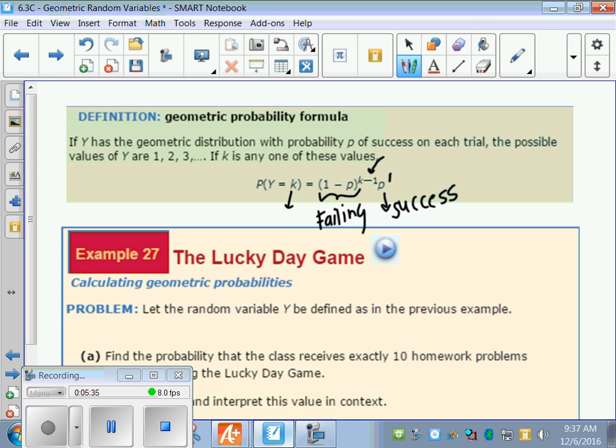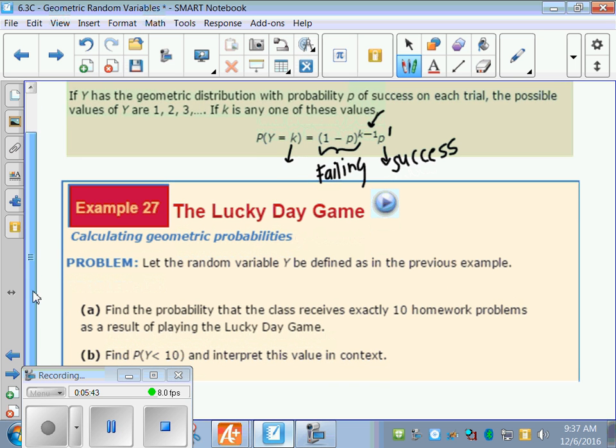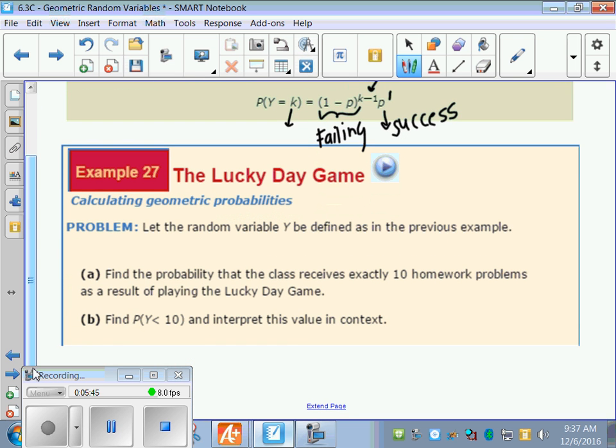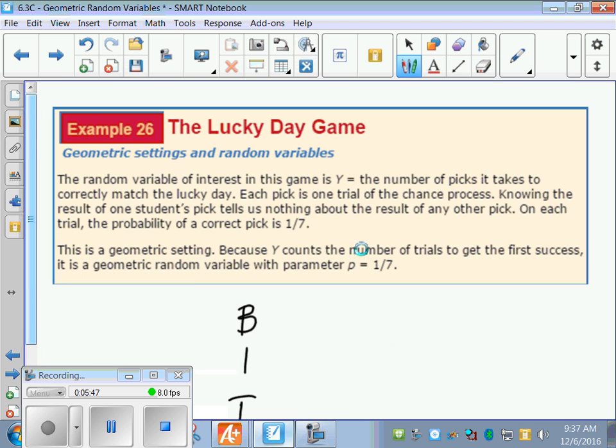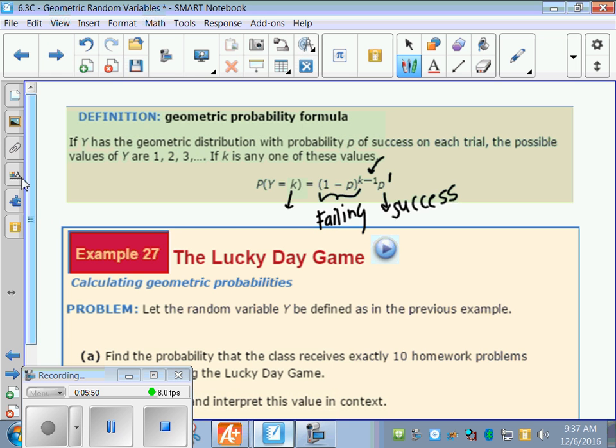So K would be, I want to get it right on the 5th time. I want to get it right on the 6th time. Okay? Sometimes they're going to ask you what the probability is of getting it right on that trial. Yeah. So here's an example.